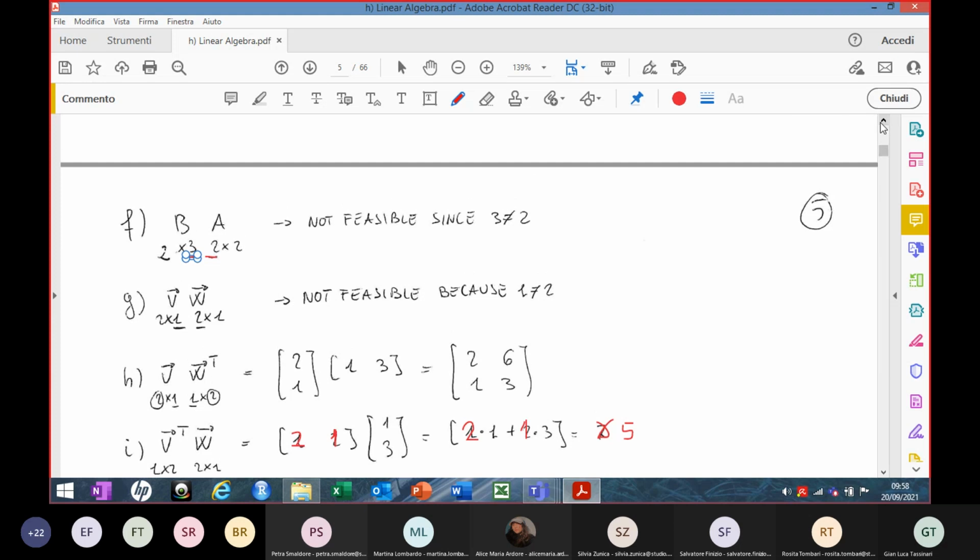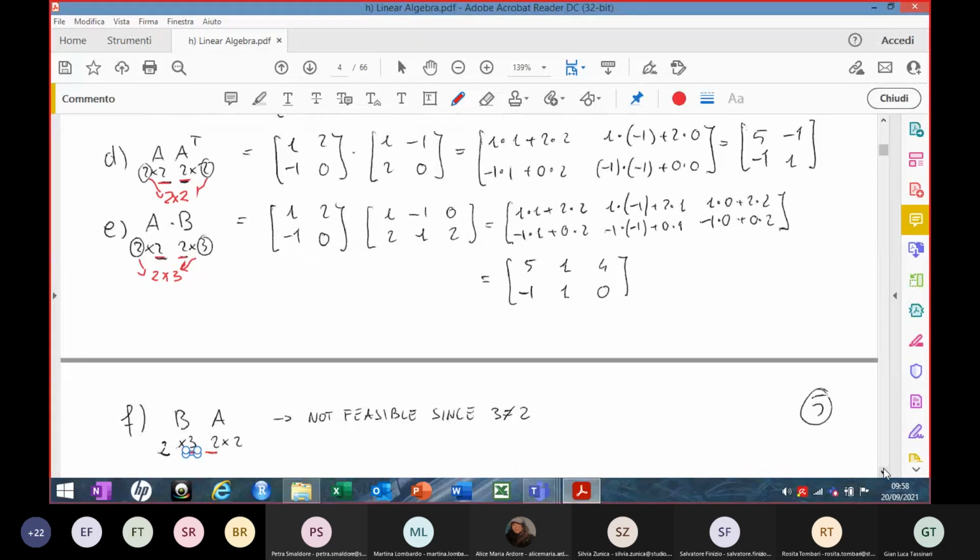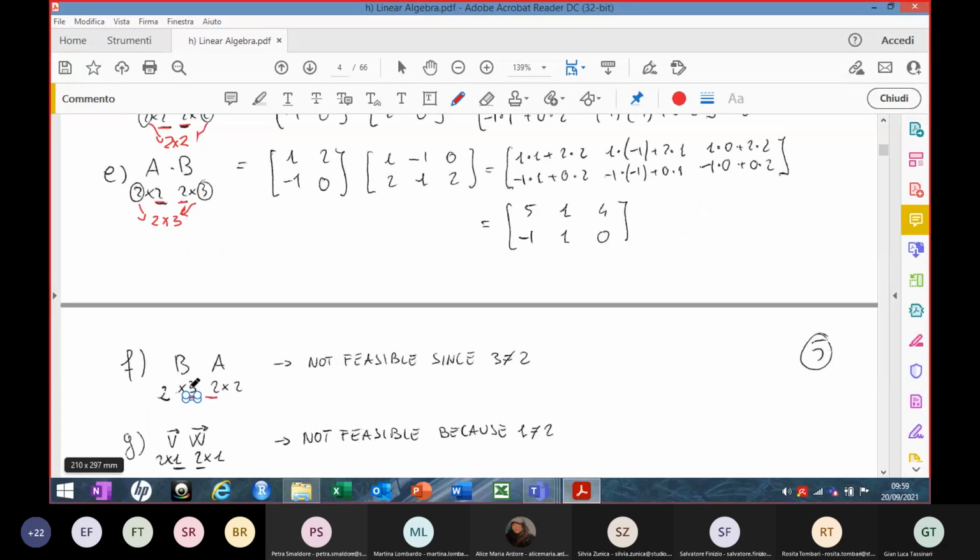So you see, this is an example that shows you that in general, A times B for matrices is not equal to B times A. In this particular case, A times B was feasible and the result was a matrix of dimension 2 times 3. In this case, B times A is not feasible. Why? Because 3, the number of columns of B, is different from 2, the number of rows of A.